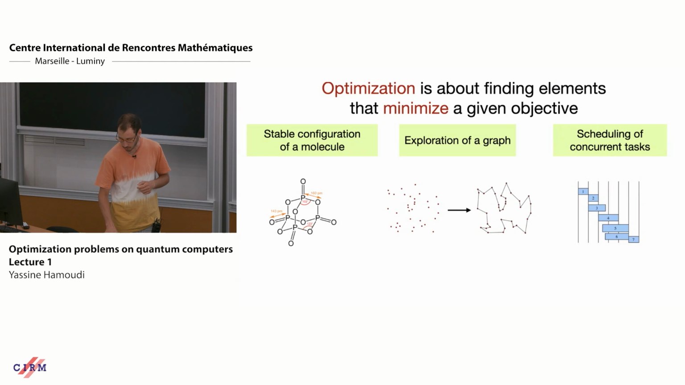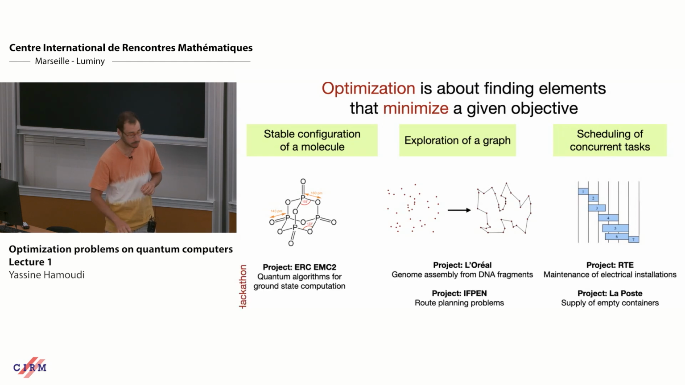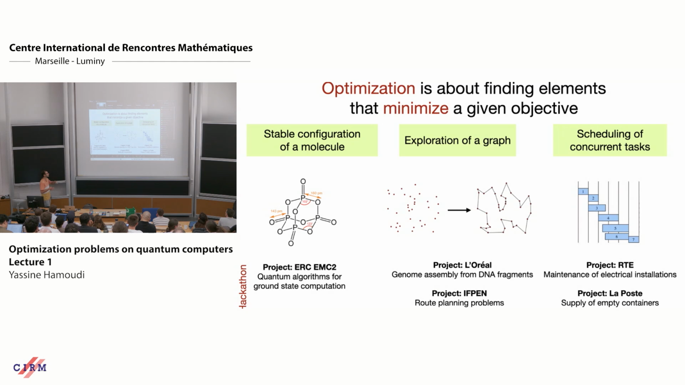There are a lot of other possible examples. Well, I picked those 3 because if you stay for the hackathon project starting next week, there are at least 5 projects connected to this kind of optimization question. One is about computing the ground state, which is related to studying the ground state of molecules. There are 2 projects around exploration of graphs, one made with L'Oréal about finding Eulerian paths in graphs, and one with IFPEN about a route planning problem.